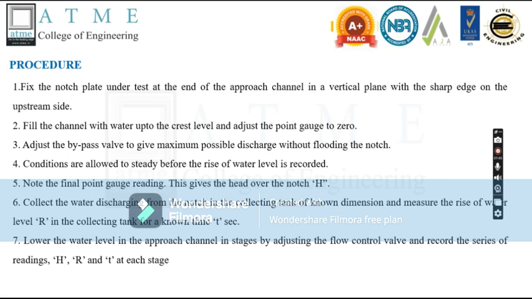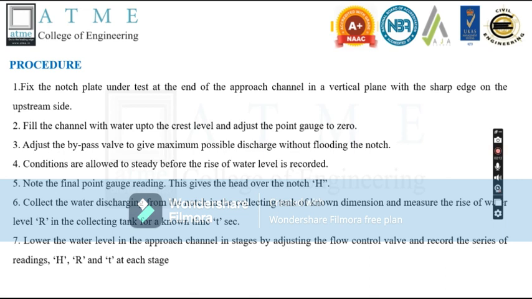Then adjust the bypass valve to give a maximum possible discharge without flooding the notch. Conditions are allowed to steady before the rise of water level is recorded. Then note down the final point gauge reading, and this gives the head over the notch. Collect the water discharging from the notch in the collecting tank of known dimensions and measure the rise of water level R in the collecting tank for a known time T seconds.